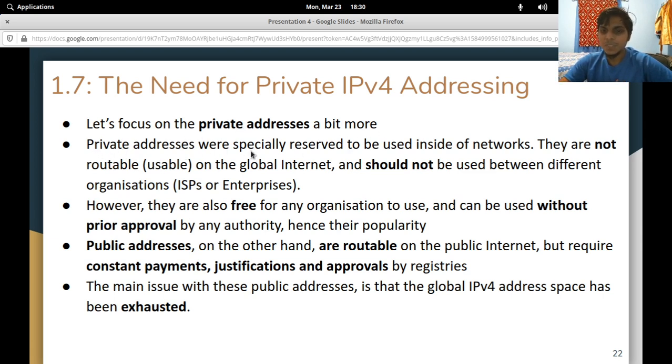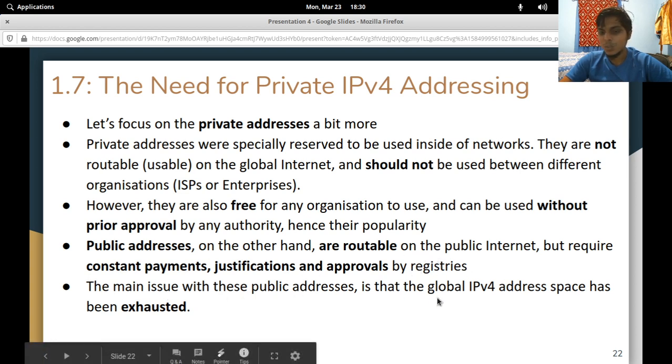Private addresses were specially reserved to be used inside of networks. They are not routable or usable on the global internet, and should not be used between different organizations, which are ISPs or enterprises. However, they are also free for any organization to use, and can be used without prior approval by any authority, which is why they're so popular. Public addresses, on the other hand, are routable on the public internet, but require constant payments, justifications, and approval by registries. The main issue with these public addresses is that the global IPv4 address space has become exhausted.